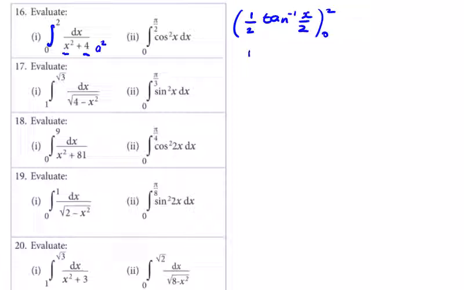So we're going to have 1 over 2 times the inverse tan of 1, which will be 45 degrees. And then we're just going to get 0, so minus 0. So we're going to get half pi over 4. 45 degrees will be pi over 4, so we get pi over 8 here. Tidy it up this way. You could write it as a decimal if you were asked.